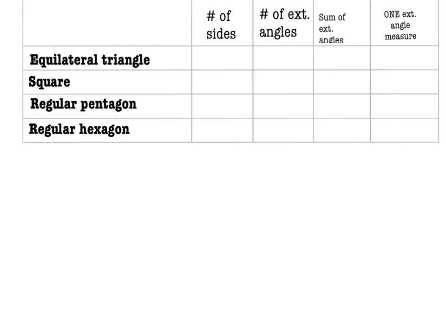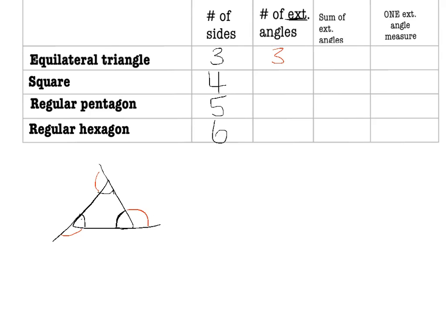Okay. Now let's talk about this guy in here. How many sides does a triangle have? How about a square? A pentagon? A hexagon? That's easy. But what about the exterior angles? How many exterior angles does one have? Let's look at a triangle. A triangle has 3 interior angles, but how many exterior angles? If I extend those sides and I count them, I would count 1, 2, 3 exterior angles.